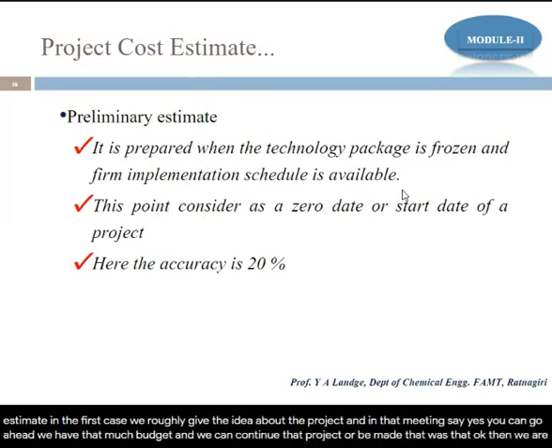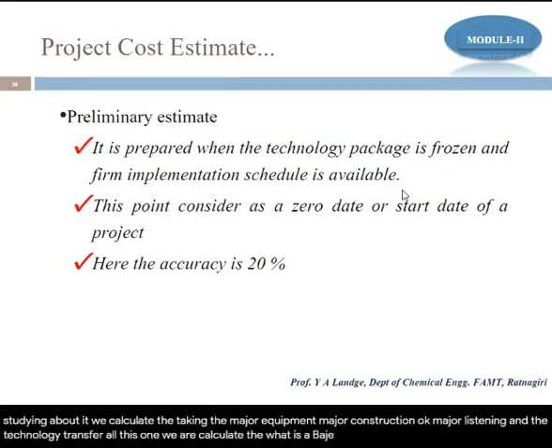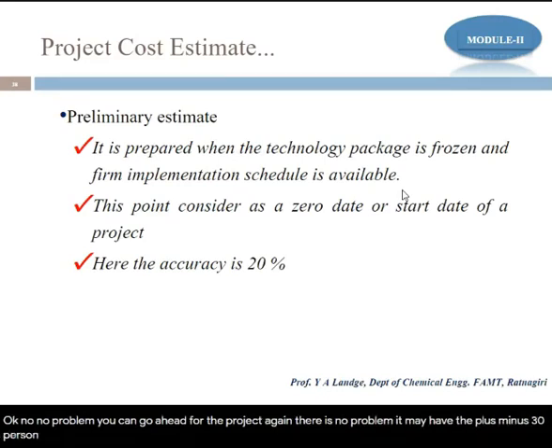Then we are studying about it, we calculate taking the major equipments, major constructions, major licensing and the technology transfer. All these we calculate, what the budget is, and then we put it and say okay, no problem, you can go ahead for the project again. There is no problem, it may have the plus minus 30% is okay.